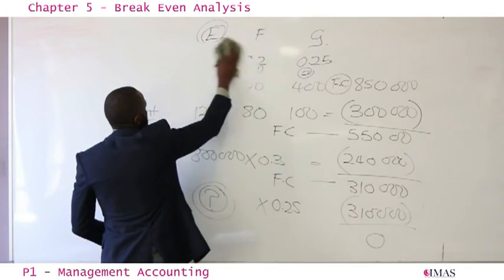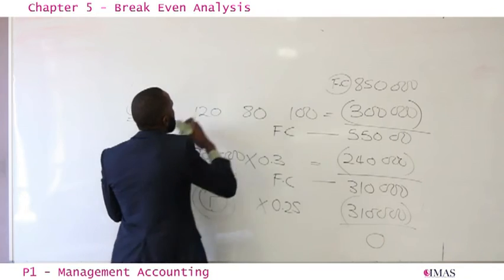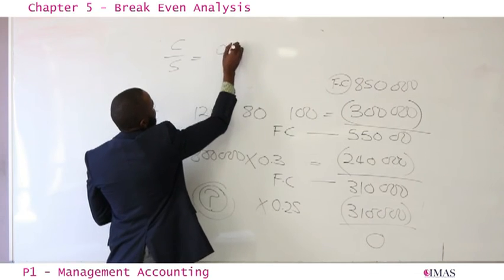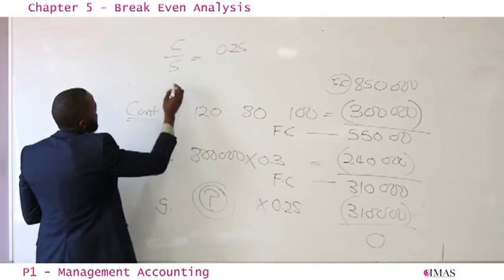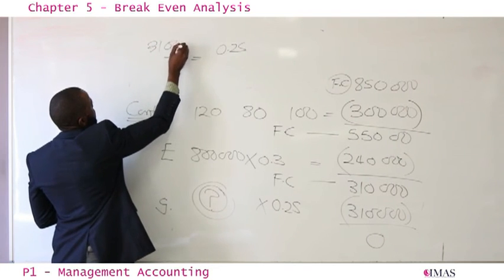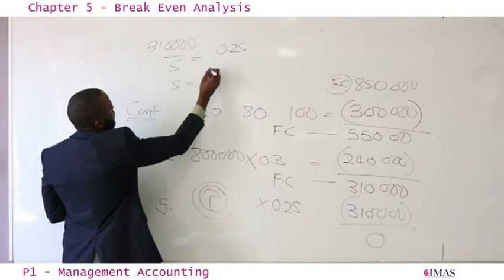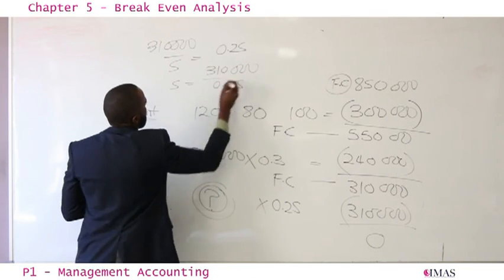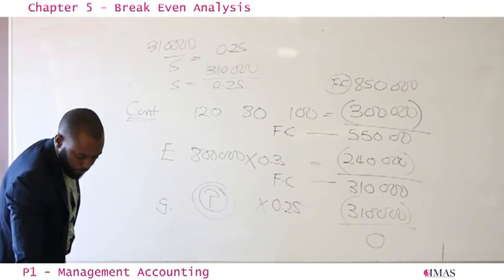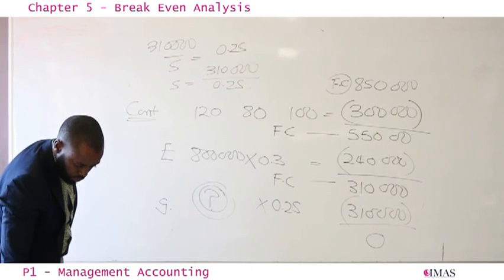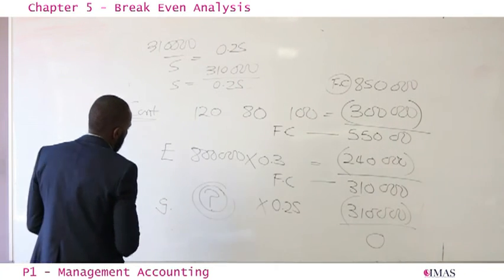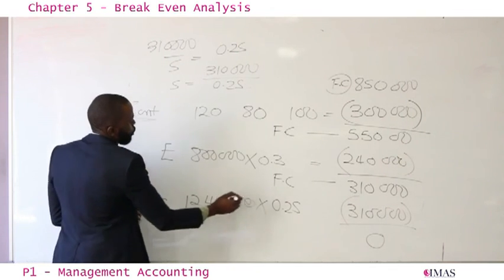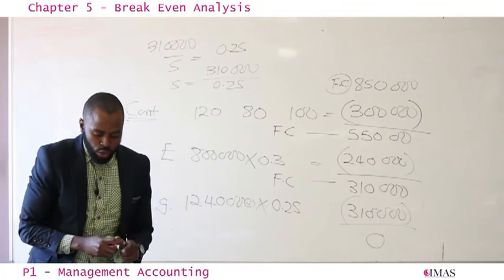So I'm just going to rub off this first part. So we know contribution to sales is going to be 0.25. Then our contribution is 310,000, and our sales is going to be 310,000 divided by 0.25. So this only has to be 1,240,000.